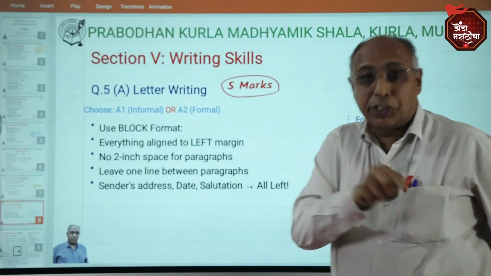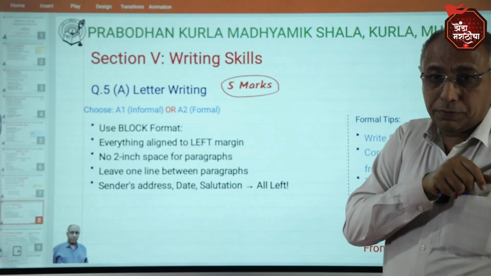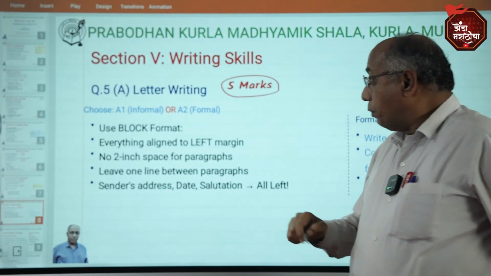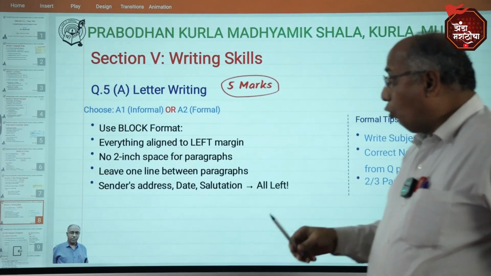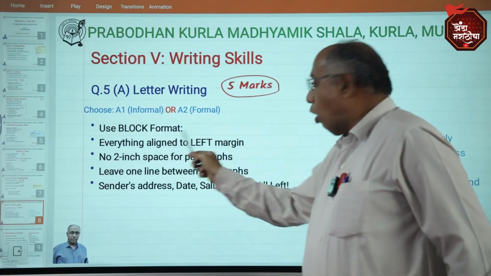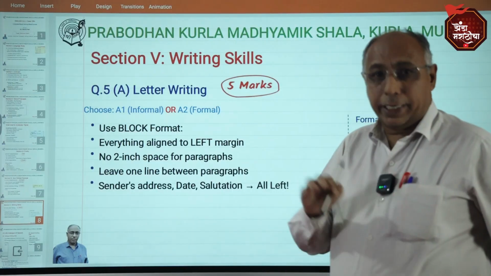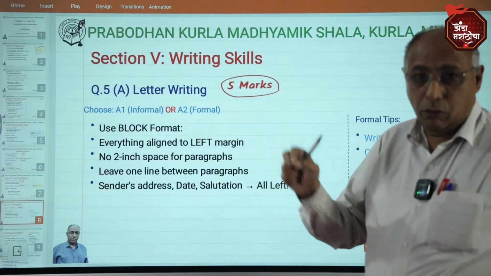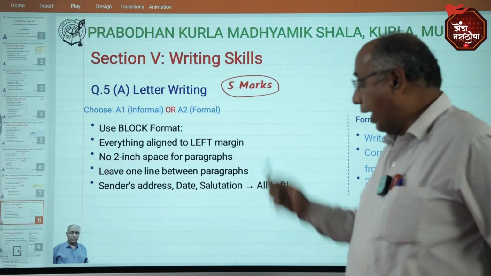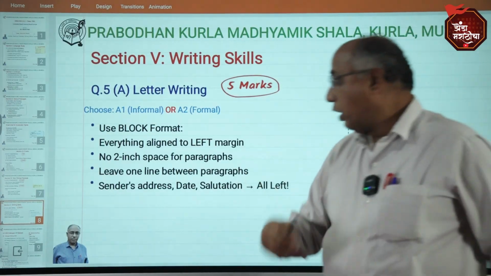A formal letter is an official letter that you write to a person who is in charge of an office or working in that office. So, let us see. When you are going to write a letter, some rules are given here. Use block format, means this is the era of technology and letters are not written by hand. Right now, these are prepared or generated on the computer, and so the alignment is block format. Everything is aligned to the left margin, means this side.